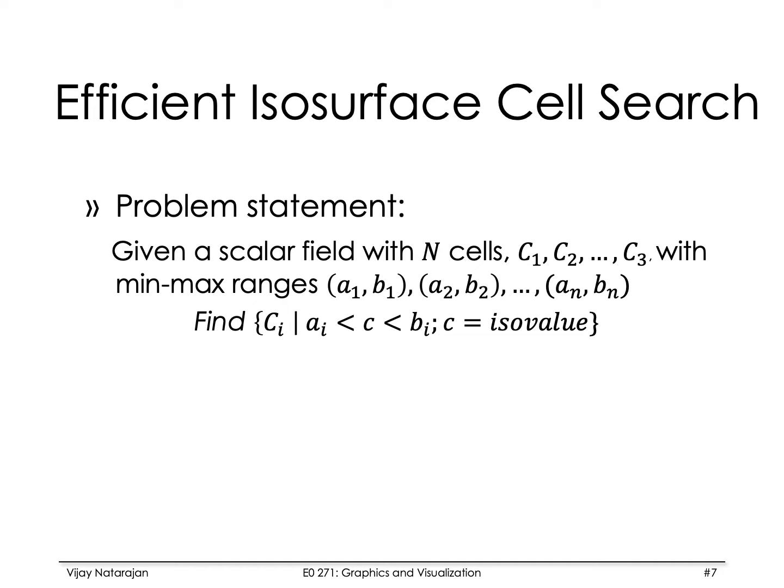So let's state formally the problem of efficient isosurface cell search. Once we have solved this, we have a fast marching cubes algorithm. So I'm given a scalar field, and this field is defined on a cube grid with n cells. So this should be C1, C2, Cn.